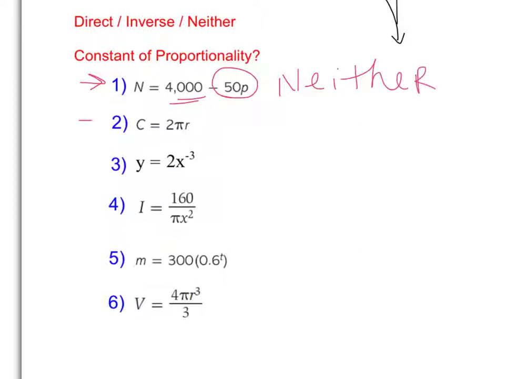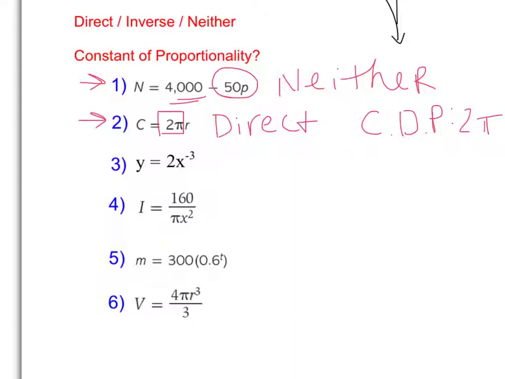Our next example is, in fact, direct. C is directly related to R, and it has a constant of proportionality that is the part in front of the variable. In this case, the constant is 2 pi.